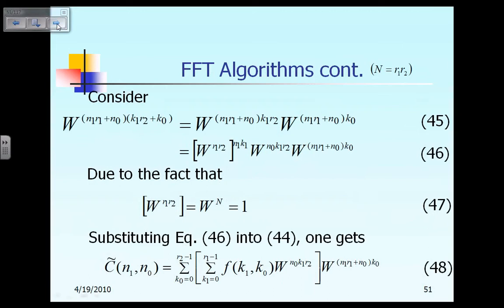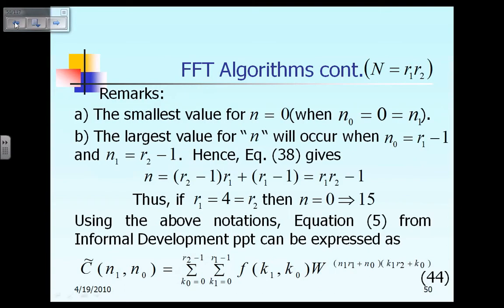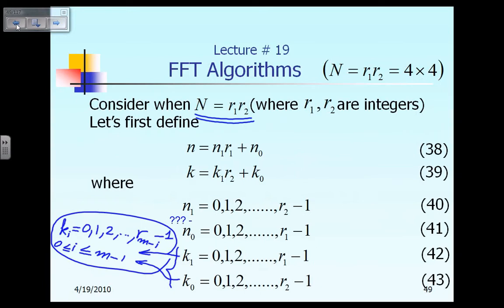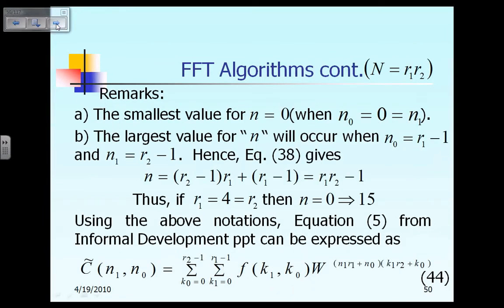Okay, now in this situation, let us consider, remember we have a term called W raised to the power N times K. So this small index N can be expressed in the first parenthesis, as I showed you there, which is N equals N1 R1 plus N0. And the reason is based on the previous definition: if you remember, N is equal to N1 R1 plus N0, and then K equals K1 R2 plus K0. So based on the definitions given in equation 38 and equation 39, we can make some conclusions.